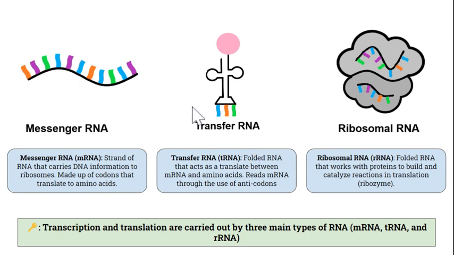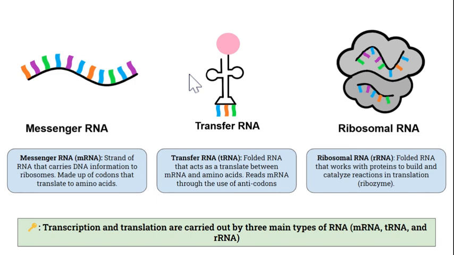Now, in order to do transcription, which is the process that we're going to be talking about today, and translation, which we'll talk about this weekend, there are three major RNA pieces that we're going to need. The first one is the messenger RNA. This is a strand of RNA that carries DNA information to the ribosomes. Your cell doesn't want to take the DNA out of the nucleus to the ribosomes where the proteins are actually made. So we're going to have kind of an in-between person here called messenger RNA, which you can see right here is just a single strand.